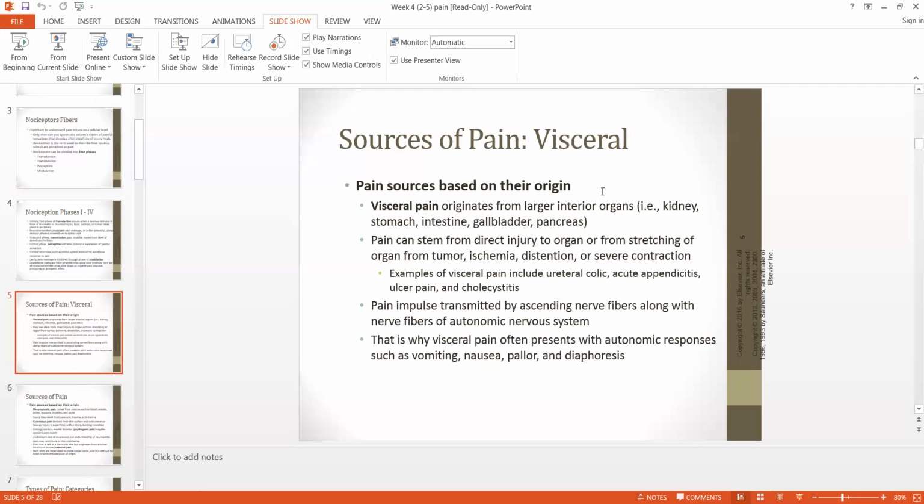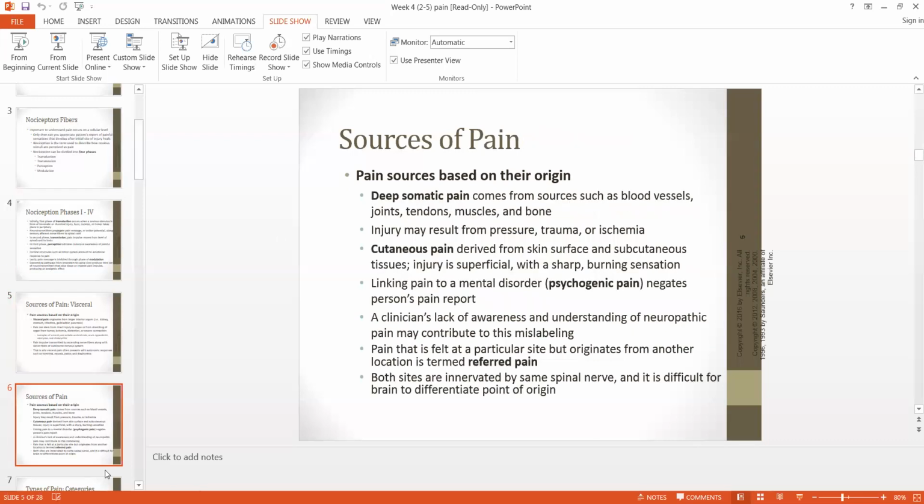So pain impulse transmitted by ascending nerve fibers, like I said before, along with the autonomic nervous system. So we have the somatic nervous system, voluntary, we have the autonomic nervous system. We're not supposed to be able to intervene with the autonomic nervous system. And this is when we start sweating, we start throwing up, we get nauseous, and that is a very common response to pain. But again, if we don't perceive it, that doesn't happen. So again, pain is a very difficult thing to work with and to assess.